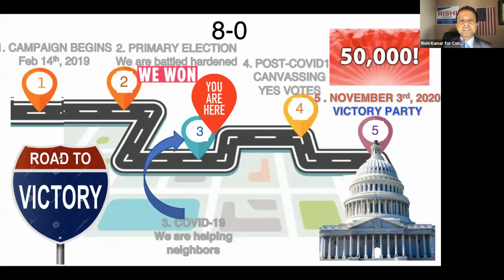When we call seniors, we're not asking for support for this run. We're saying, do you need medication? Do you need groceries? Yesterday evening, I was there at a senior's home to drop something off. I took the time to drive up to Cambrian Park and drop off what the senior had requested.